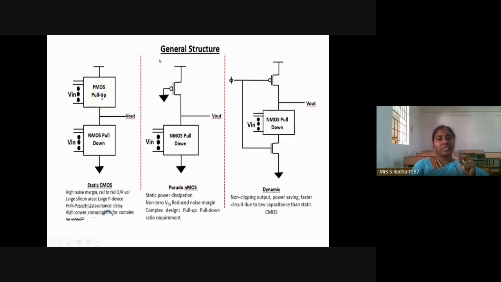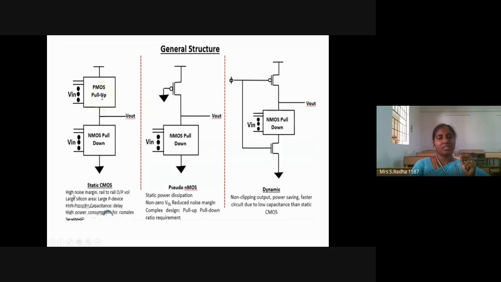If you see, this is the general structure of static CMOS. PMOS transistors will be on the top and NMOS transistors will be at the bottom. In a NAND gate, NOR gate, whichever design you take in static CMOS, all the PMOS transistors will be on the top and all the NMOS transistors at the bottom. That is about the static CMOS circuit. PMOS transistors are called pull-up transistors and NMOS transistors are called pull-down transistors. An equal number of NMOS and PMOS transistors are taken. This is about static CMOS.